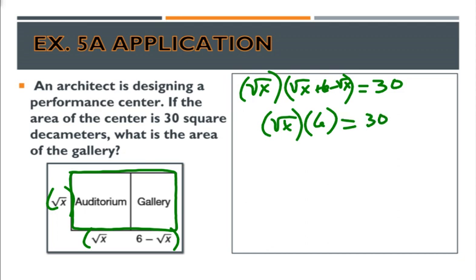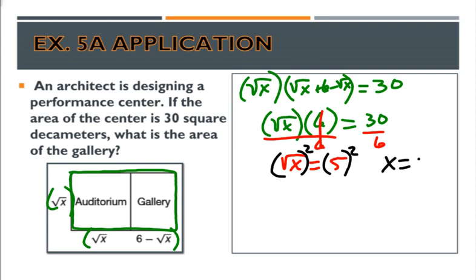So now to get the square root by itself, I divide by 6. Divide by 6. So now I have the square root of x equals 5. We learned that to undo a square root, you square both sides. So now x equals 25. So if x equals 25, I can put 25 in for x to find the area of the gallery.